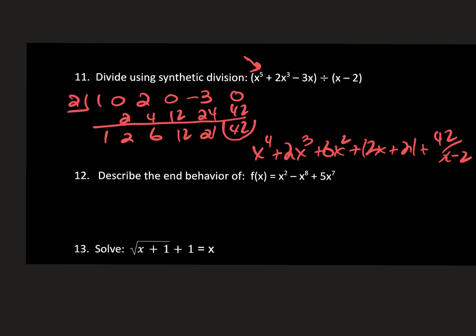Number 12, describe the end behavior. Find the degree. Remember, the degree is the biggest exponent. Don't look at the first one. Look at the largest one. The largest one is 8, which is even, and the leading coefficient is negative. Remember, even means it goes both up or both down. Because it's even and negative, they're both going down. So the left side is going down, and the right side is going down. That's what we've got there.